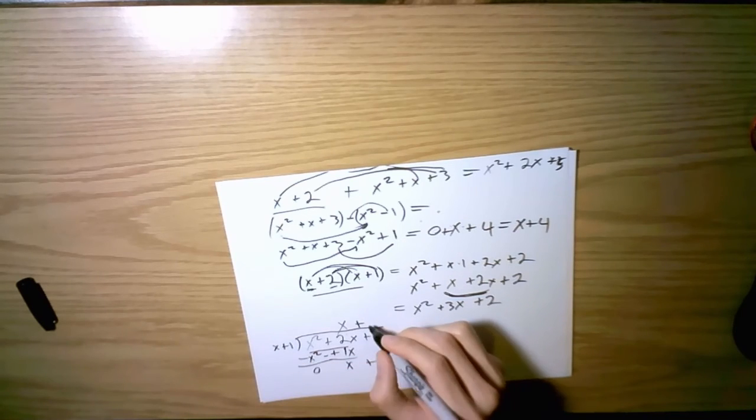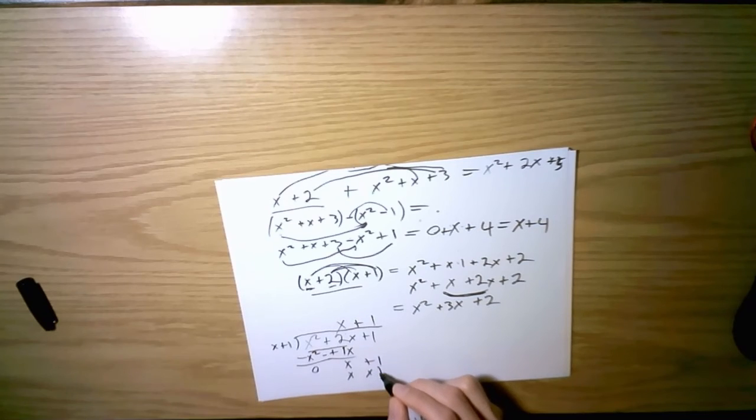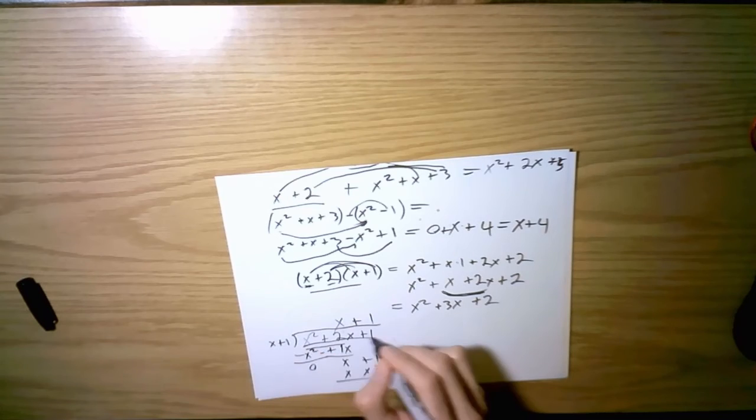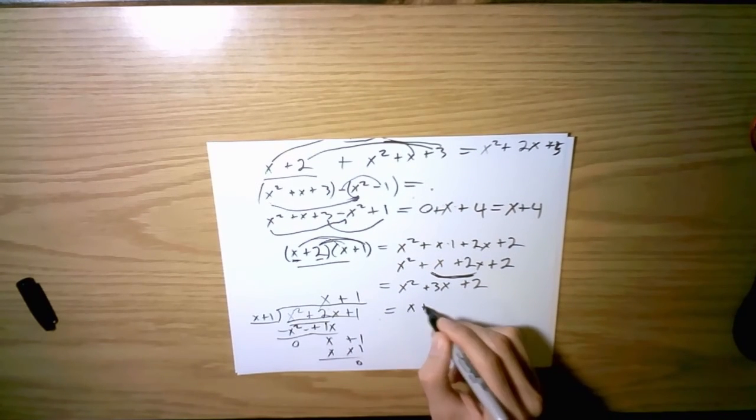So x plus 1 goes into x plus 1 one time. So yeah, you're just going to have x plus 1 again. That's going to be 0. So basically what this is saying, this divided by that equals x plus 1.